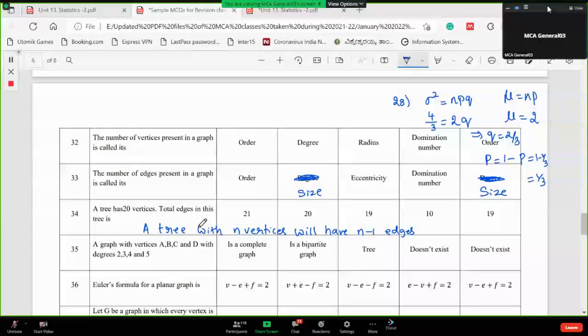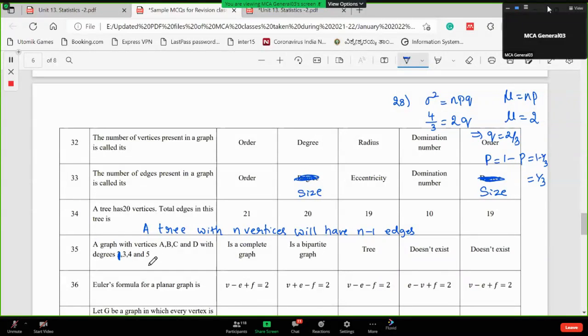Question number 35, you see. A graph with vertices A, B, C, D with degrees 2, 3, 4 and 5, does it actually exist? It should have been written 1, 3, 4, 5. There are some corrections.